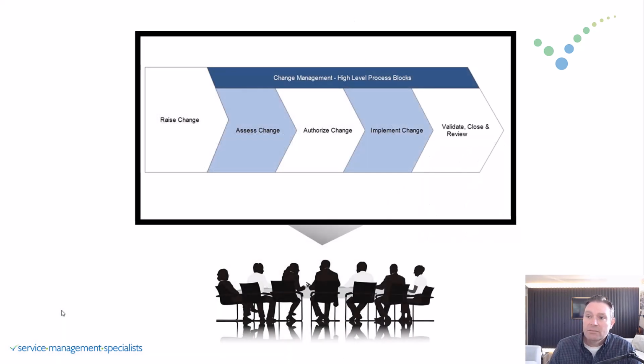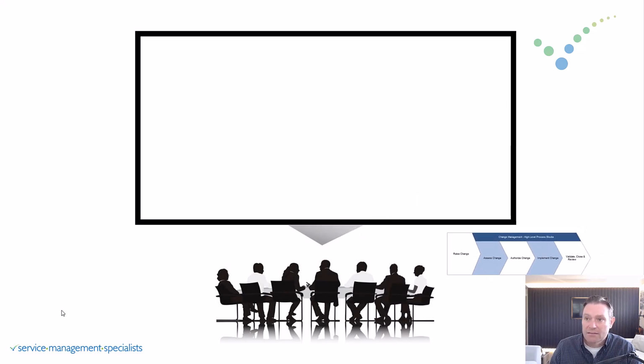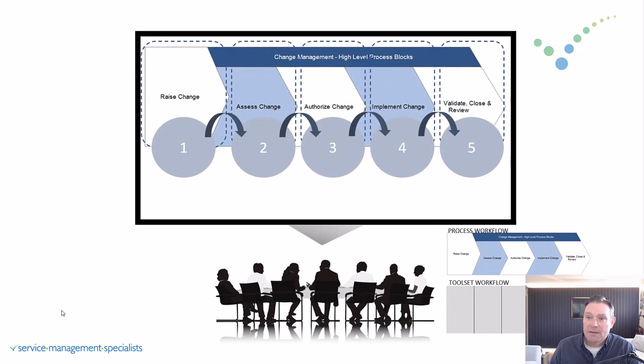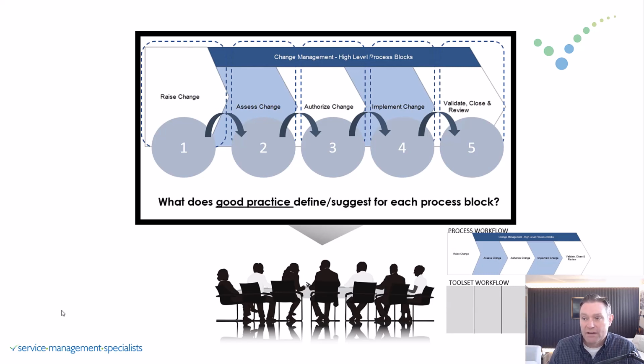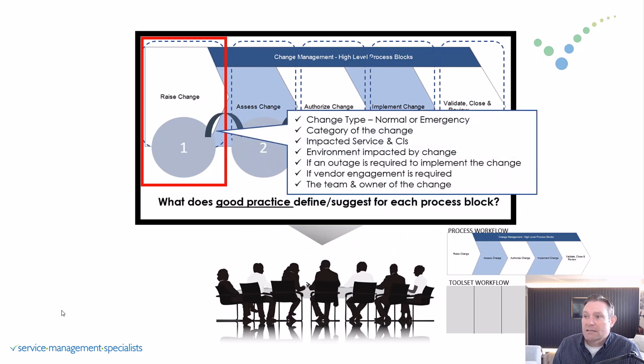So what do we mean by that? Well, within each process block, we know that good practice defines specific aspects that you must do within each one. So what does good practice define or suggest for each block? Let's have a look at an example around raising change. From a good practice perspective, we know that there's a type, there's a category, there's impacted CIs. Here's a whole list of good practice suggestions that you want to consider when you're raising a change.